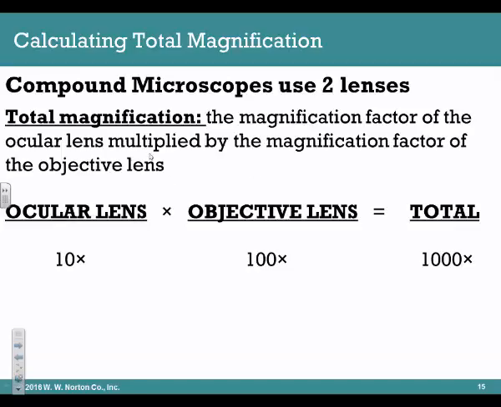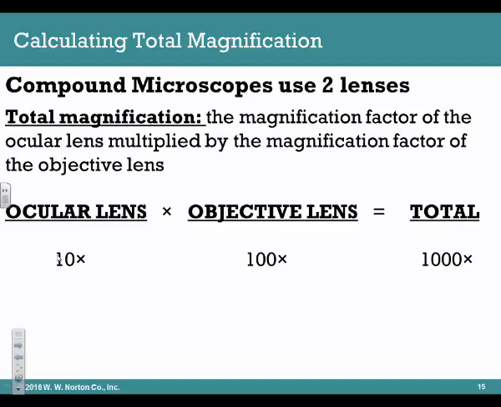Okay, so the microscopes that we use in the lab are compound light microscopes, which means that they're using more than one lens, and in this case we're using two lenses. We have the ocular lens, which remains fixed.